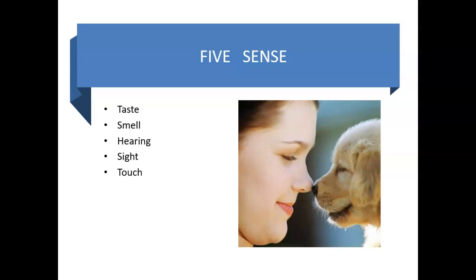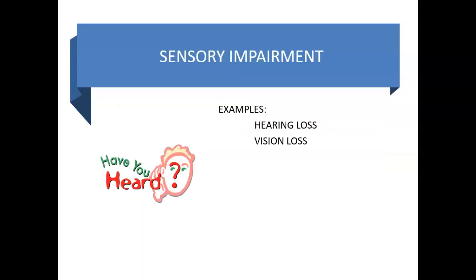We have 5 senses: taste, smell, hearing, sight, and touch. And those fall under the nervous system because it's the nervous system that allows us to do those things. Cranial nerves are for taste, smell, hearing, and sight. Peripheral is for touch, or spinal nerves. Sensory impairment is common in the elderly population. Some people have hearing loss or vision loss.